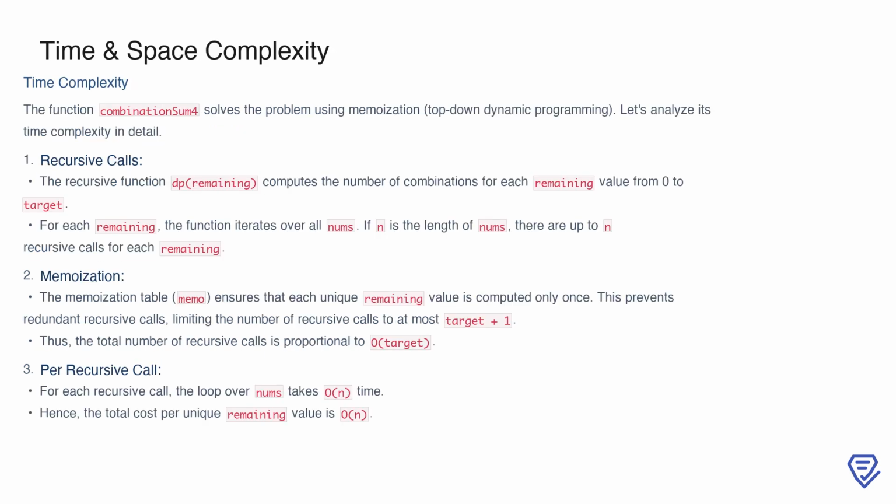To analyze the time complexity of the combinationSum4 function, we start by examining the recursive calls. The function dp(remaining) calculates the number of combinations for each value of remaining between 0 and the target. For each remaining value, the function iterates through all elements in the nums array. If nums has n elements, this results in up to n recursive calls for every remaining value.